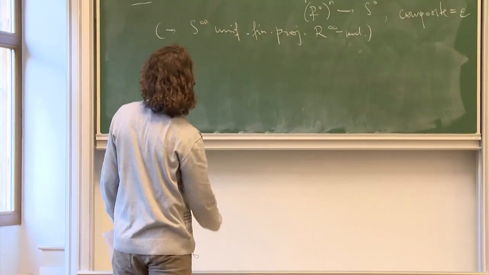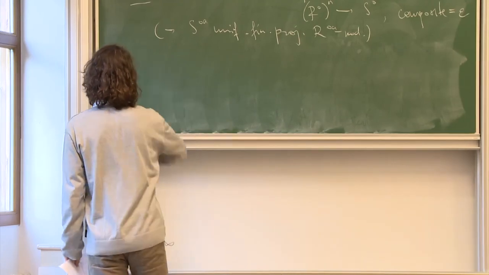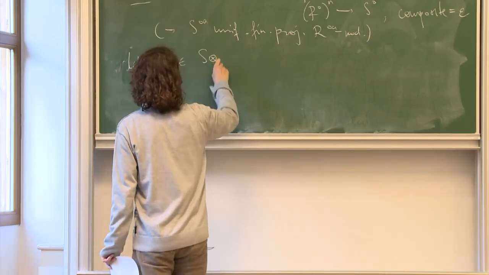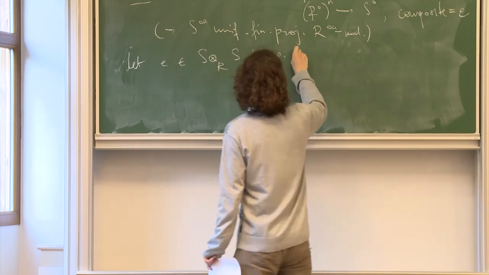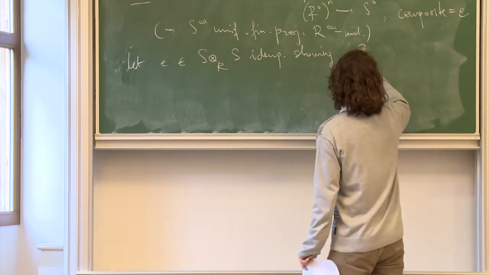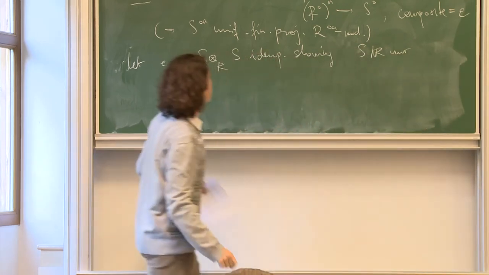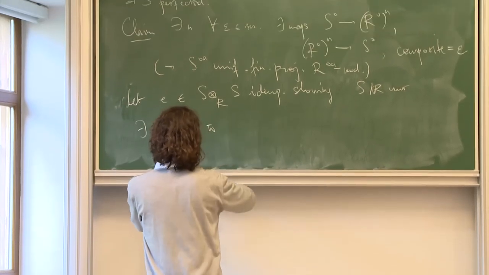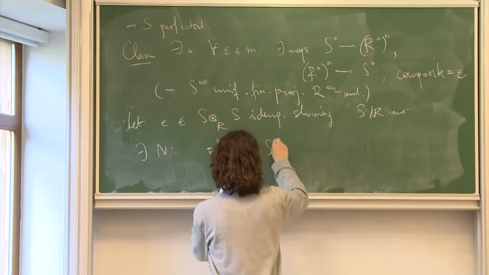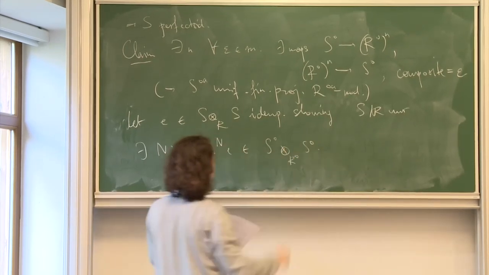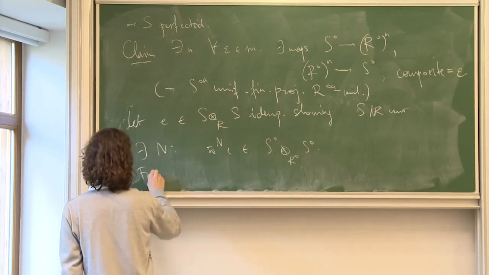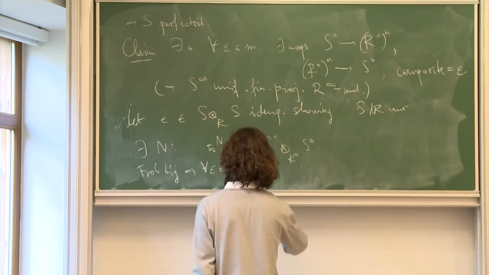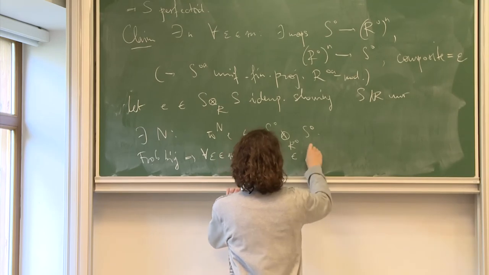And how do we construct this? So now really comes the crucial argument. Let E in S tensor RS be the idempotent, showing that S over R is unramified. And then there exists some big N such that pi to the N times E is in S naught tensor R naught S naught. But because Frobenius is bijective, it follows that for all epsilon and m, in fact, epsilon times e is in this thing.